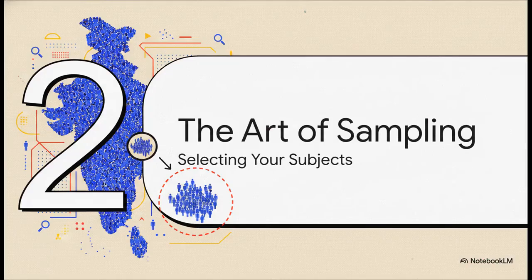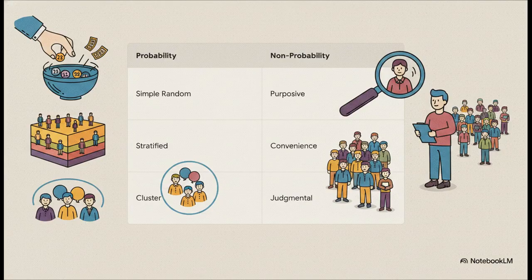Moving to Section 2, the art of sampling, selecting your subjects. Since we obviously can't test every single UGC NET aspirant in India, we have to take a smaller representative sample. These methods are clubbed into two distinct buckets. First, probability sampling. Methods like simple random, stratified, and cluster sampling ensure every single unit has a known, non-zero chance of selection. It's literally like a lottery.